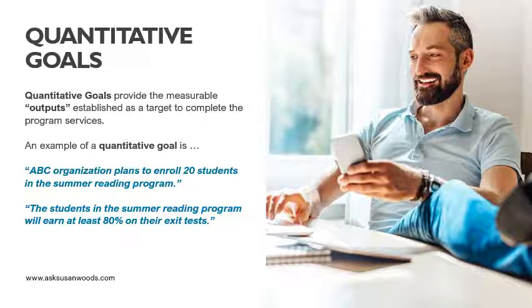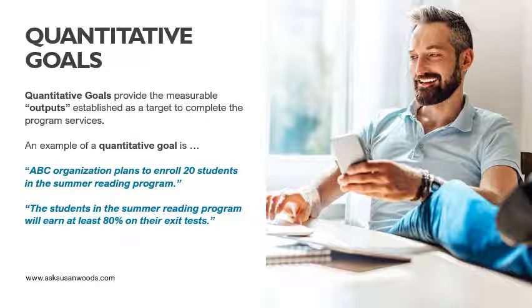The next goal is: the students in the summer reading program will earn at least 80% on their exit test. You notice they didn't say they will earn at least 100, that they will have a perfect score. Again, because it's not reasonable. You want to be reasonable so that people will invest in what you're doing. There is absolutely nothing wrong with saying that they will earn at least 80% on their exit test. That's perfectly fine, and it shows that you know how to write quantitative goals.